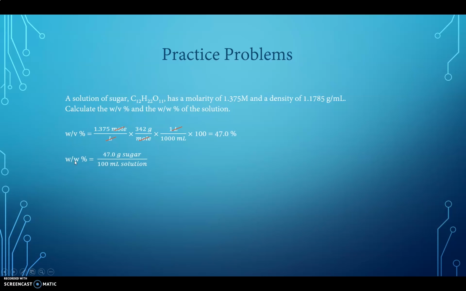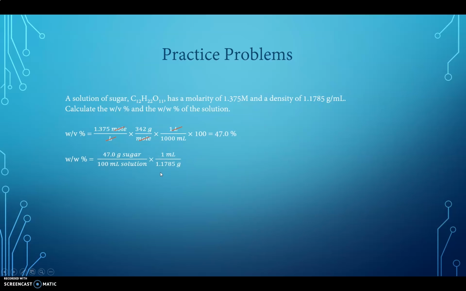To get the weight percent, we can just pick up where we left off here. We can start with that 47% weight volume percent, which means 47 grams of our sugar in every 100 milliliters of solution. So we've already got our numerator in grams, so that's good. All we have to do is get the denominator in grams. And as we said a little bit ago, to get between milliliters and grams, that's going to be a density problem, and the density was provided.